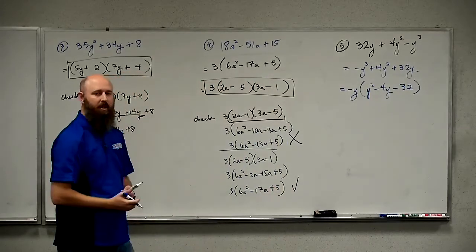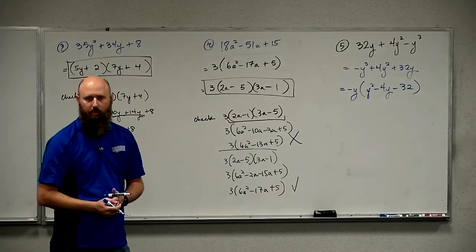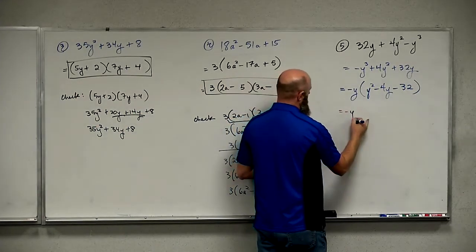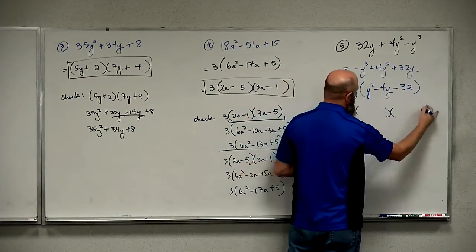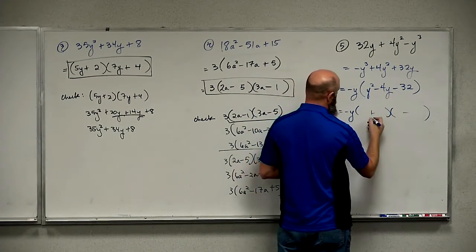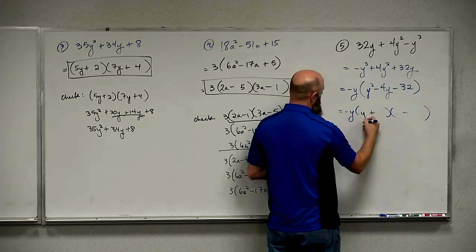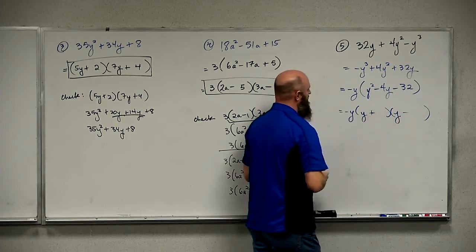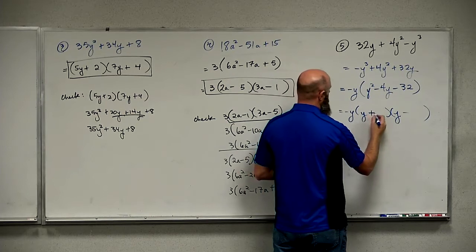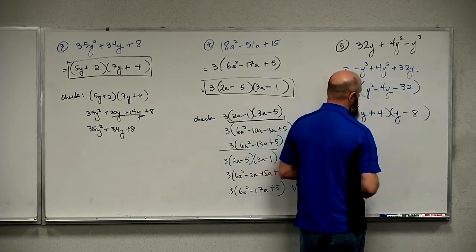So now I can try to break down that trinomial piece in the parentheses. So negative y, we have our two parentheses. The signs are different, so plus and minus. So for y squared is just y and y. And 32, typically I think of 4 times 8.